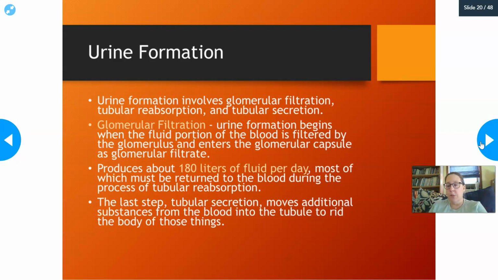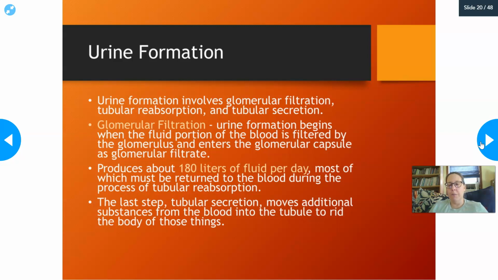And so obviously we don't pee that much, thank goodness. We probably pee about 2 liters a day in an entire day, not at one time. So most of it obviously is returned to the blood through the process of tubular reabsorption. And then the last step is called tubular secretion.